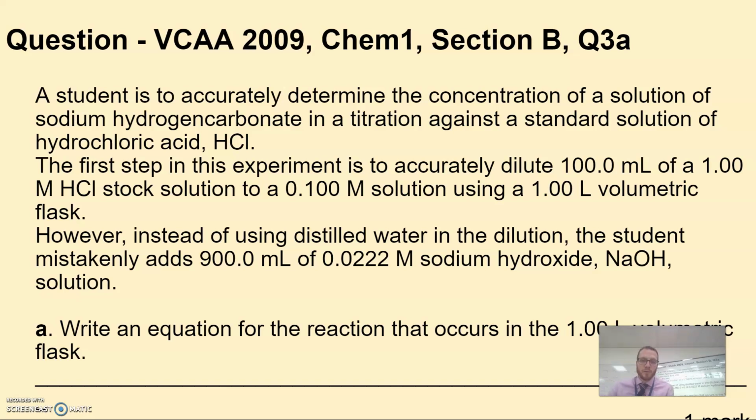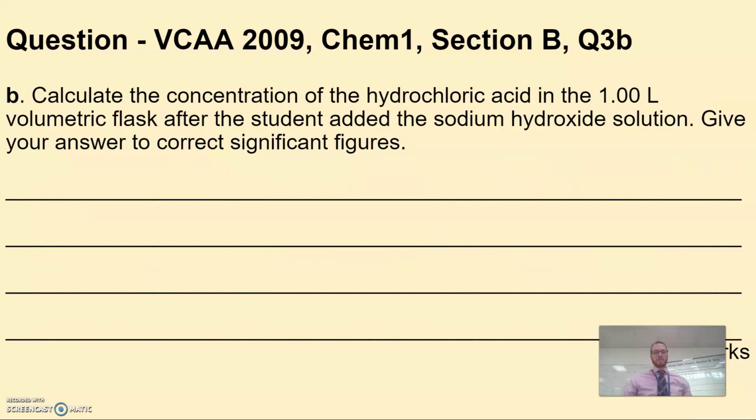However, instead of using distilled water in the dilution, the student mistakenly adds 900 ml of 0.0222 molar sodium hydroxide. Stupid student. That's what they did, okay? All right, so write an equation for the reaction that occurs in the 1 litre volumetric flask. So HCl plus NaOH gives you what? NaCl and water. Excellent. Calculate the concentration of the hydrochloric acid in the 1 litre volumetric flask after the student adds the sodium hydroxide solution. How would you go about doing that?